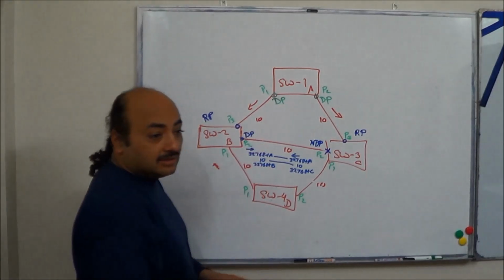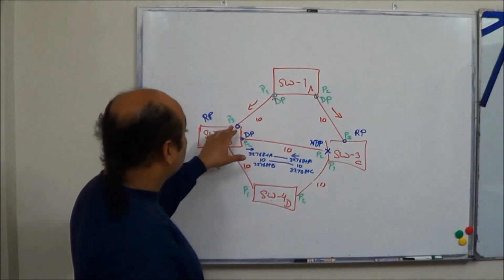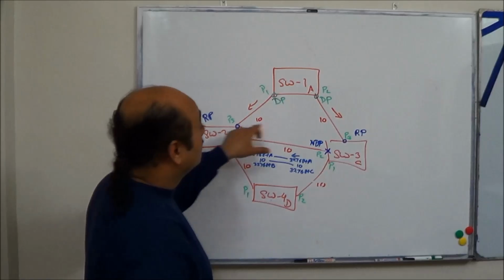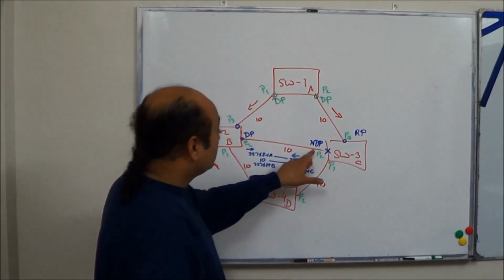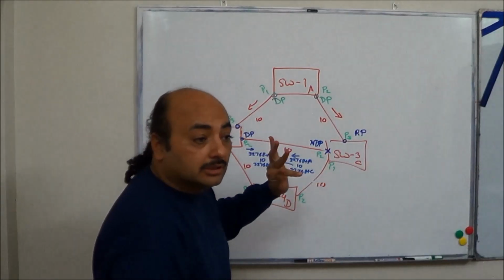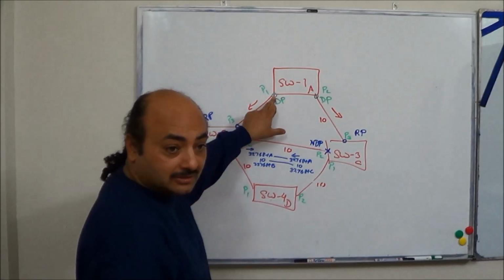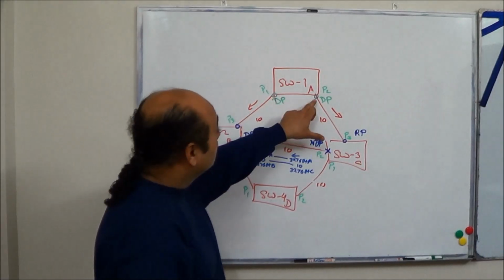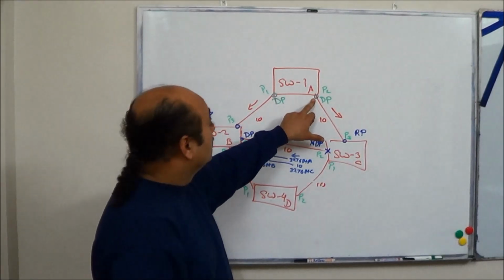Till now the conditions are correct. DP is sending BPDUs, RP is receiving. DP is sending BPDUs, NDP is receiving. DP is in the forwarding state, will forward traffic, will receive traffic, will flood traffic.